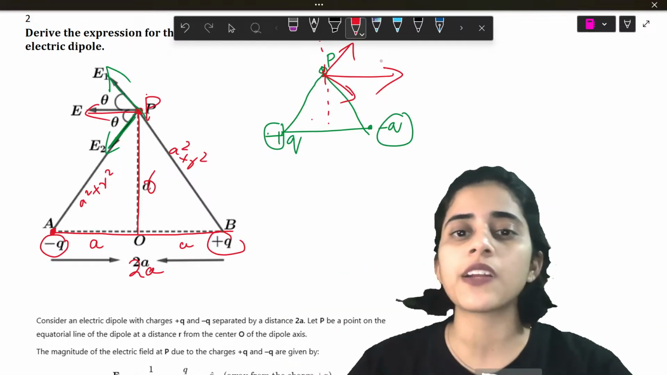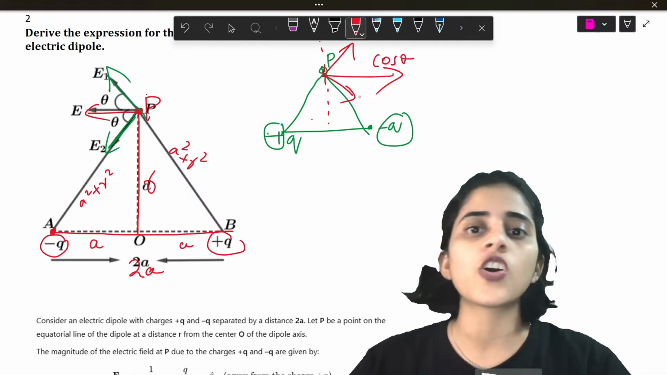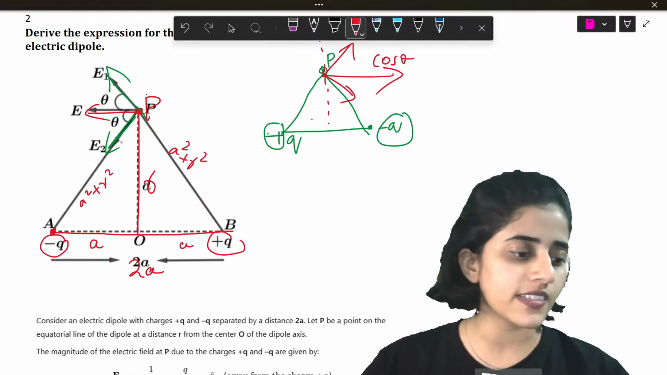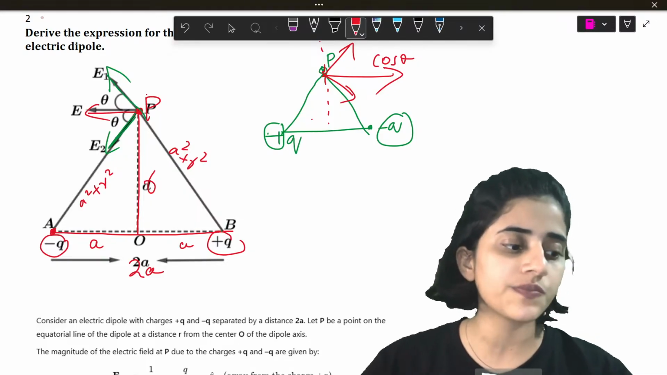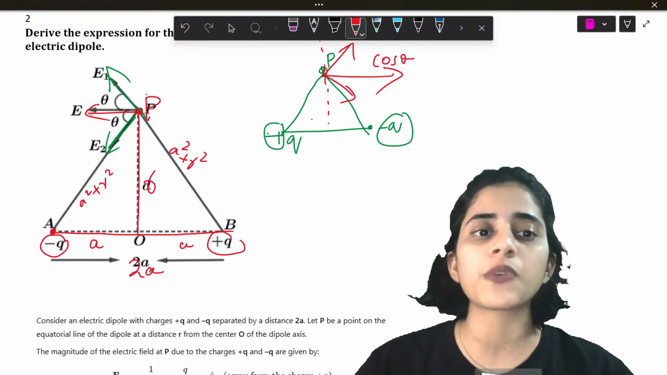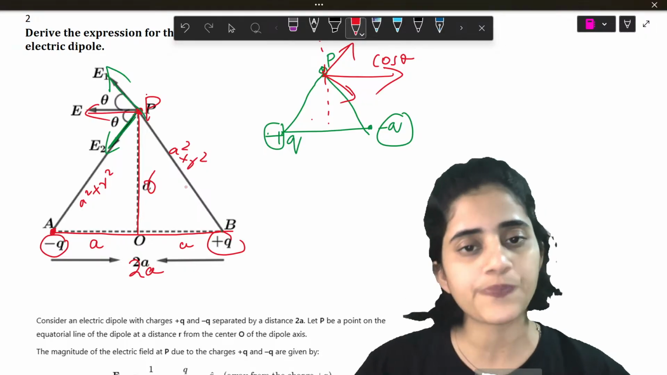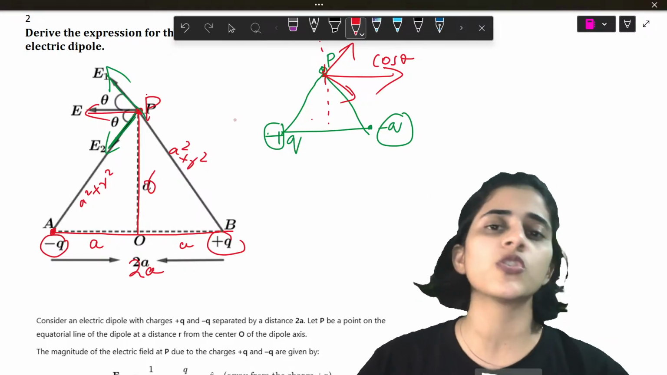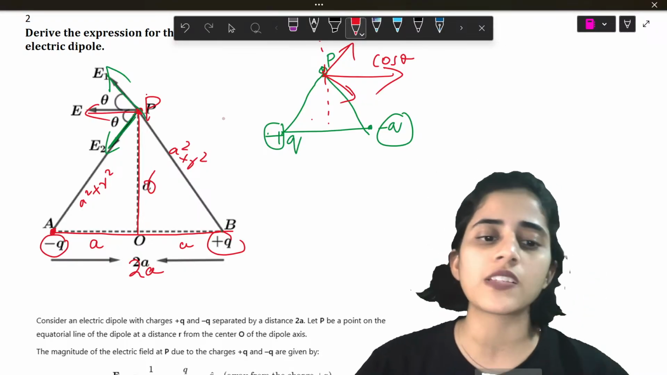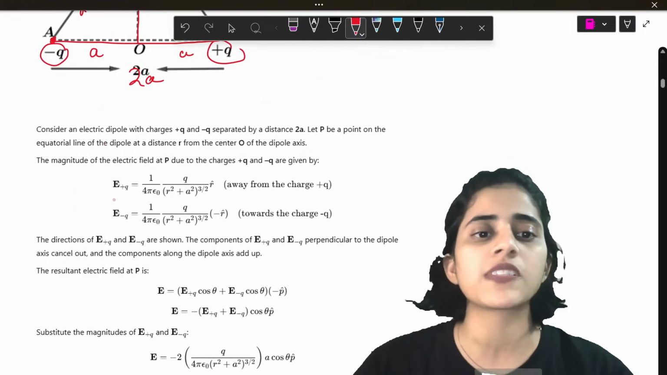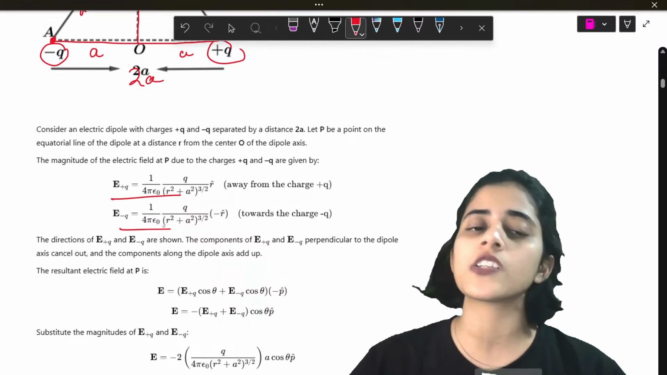The horizontal component is the cos theta component. So sin theta components will cancel out. Cos theta component is only what matters. And then what you do? You write E because of plus Q, E because of minus Q. Same steps. E because of plus Q, E because of minus Q.